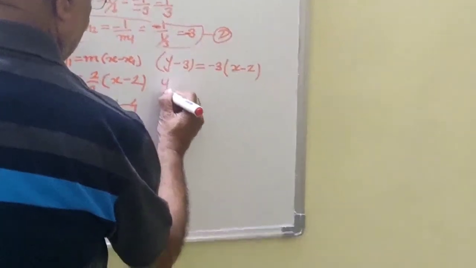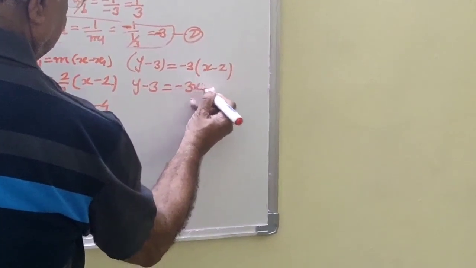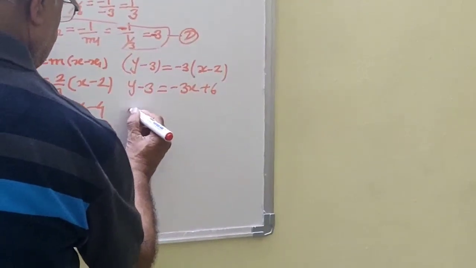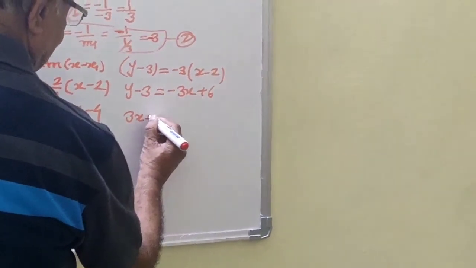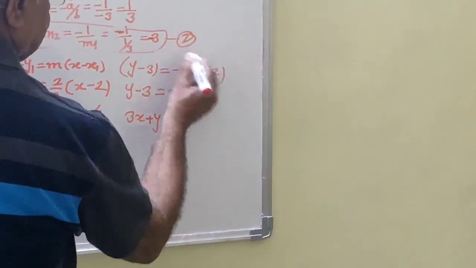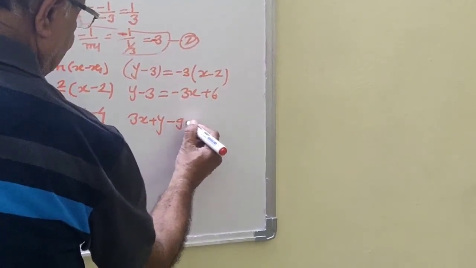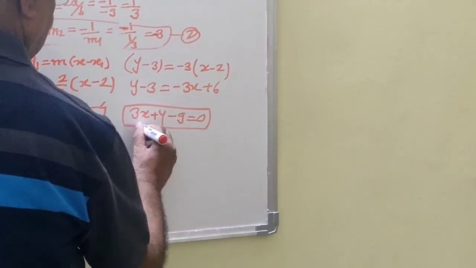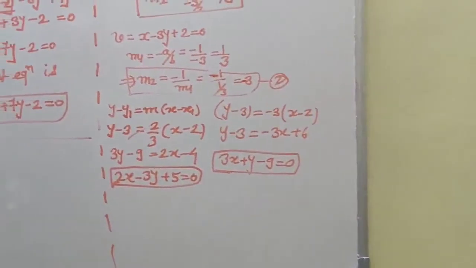Now y minus 3 is equal to minus 3x plus 6 will come here. Transferring this, 3x plus y will come here, and the 6 will go to the other side, so minus 9 will come here. This is the second required equation. For these two equations, you have to find the joint equation.